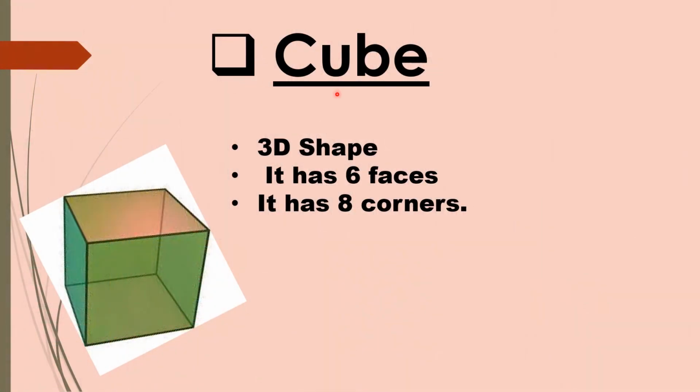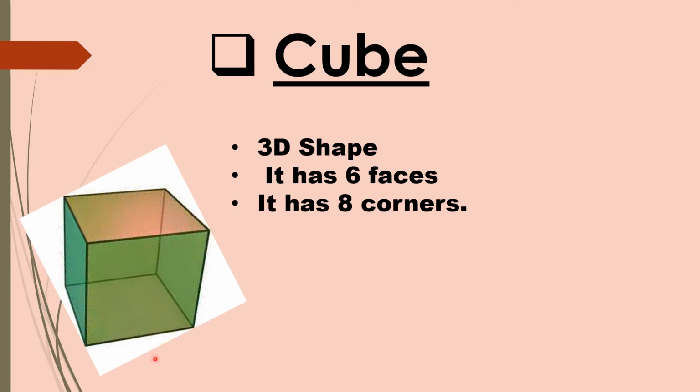Next shape is cube and it is a 3D shape. It has 6 faces. Students, do you know in a cube there are 6 squares hidden? Let's count with me the number of squares. It is called 6 faces. It has 8 corners. We can feel the corners, we can touch the squares here. That's why it is called a 3D shape.